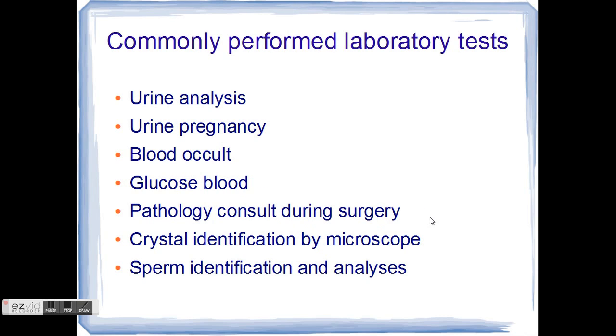And here are some commonly performed laboratory tests. Some of these are only in the office, and many of these are just general, as you can see by the pathology consult during surgery. It's highly unlikely that's going to be in the office, but it can be if there's an office procedure being done. So these tests: urine analysis, urine pregnancy, blood occult, glucose blood, pathology consult during surgery, crystal identification by microscope, sperm identification and analyses. And that's not a typo. There's many different types of analysis that can be done, so it is analyses.